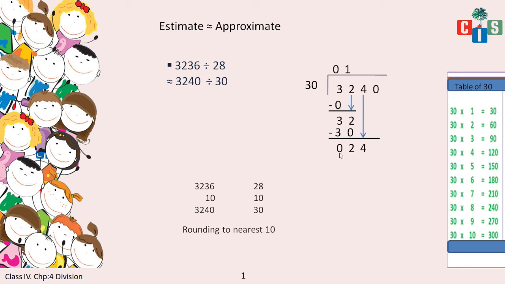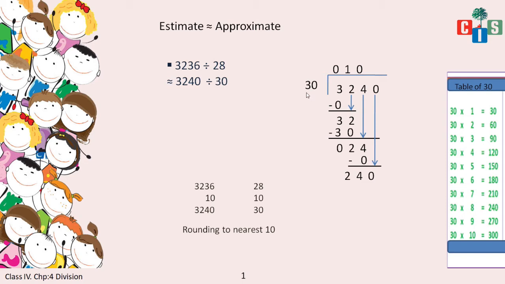Fine. Now I have 24 here and I have to divide it by 30. But 24 is less than 30. So 30 zeros are 0. And 24 minus 0 will give me 24. And the 0 in the dividend will be carried down. So I have the number 240.